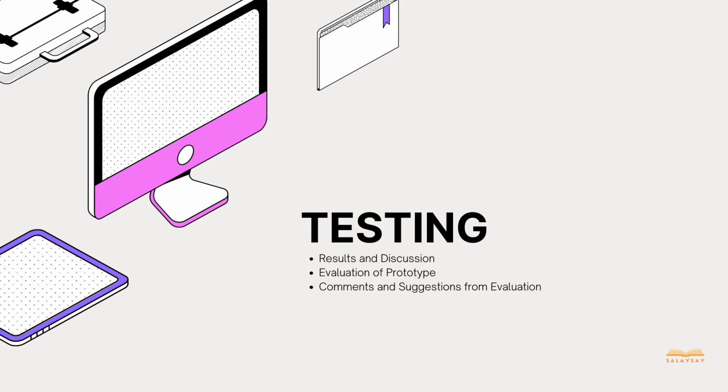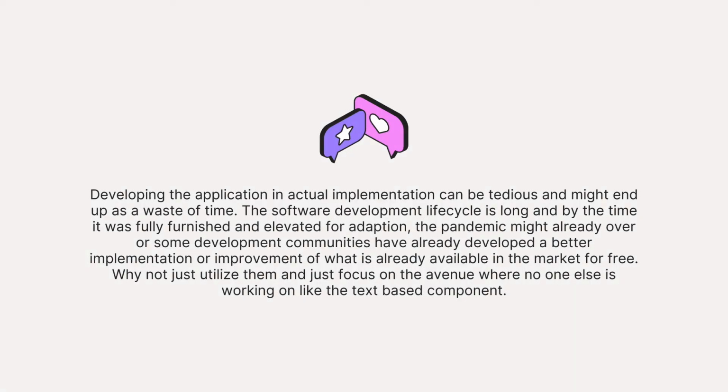The next 2 responses that we will show you answer the question, what are the bad features of the service? Third response. The main problem for this respondent is the development life cycle of the application service, because perhaps it would take too long for it to be fully finished and publicly released. This suggested we try to make improvements on what is already available in the market for free, and for us to focus on the text-based component of the app, which is an avenue where no one else is working at present.